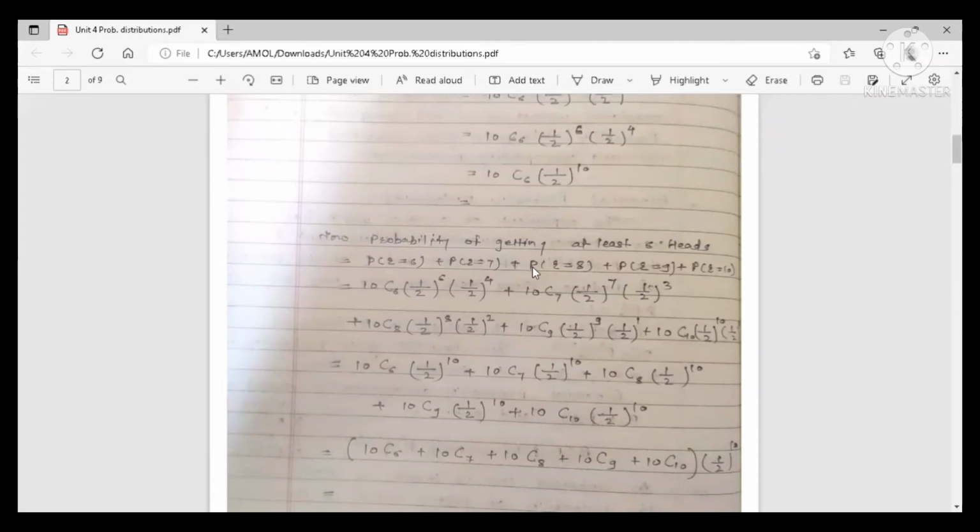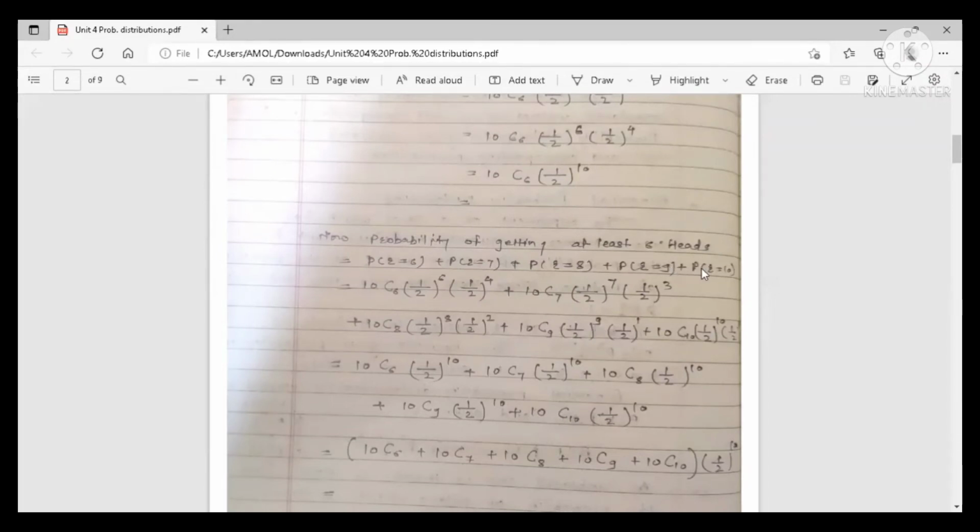Similarly, you find the probability of R equal to 8. It is 10C8 into 1 by 2 raised to 8, 1 by 2 raised to 2. Then you find the probability of R equal to 9. The same formula we are using here, NCR into P raised to R into Q raised to N minus R. Now the value of R is 9, so the formula becomes 10C9 into 1 by 2 raised to 9 into 1 by 2 raised to 1, because P is 1 by 2, Q is also 1 by 2, and R is 9.